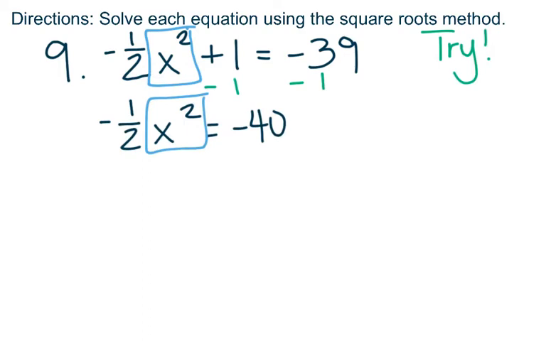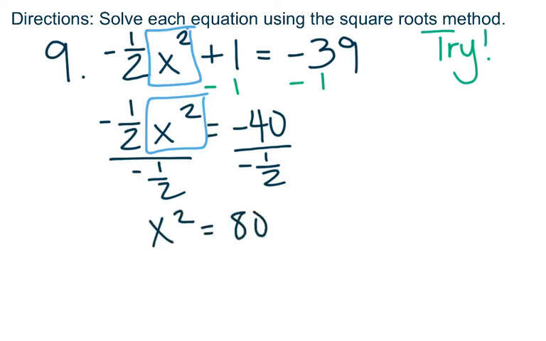Okay, now I need to get rid of the negative 1/2. So you can divide both sides by negative 1/2, or you can multiply both sides by negative 2. Either one is going to give you the same thing. If you're doing negative 40 divided by negative 1/2 in a calculator, make sure you put parentheses around that fraction. Then I'm going to take the square root of both sides.